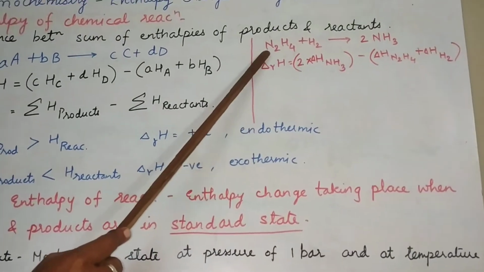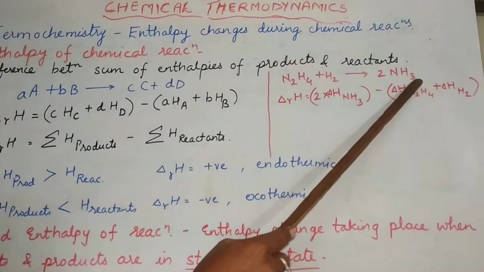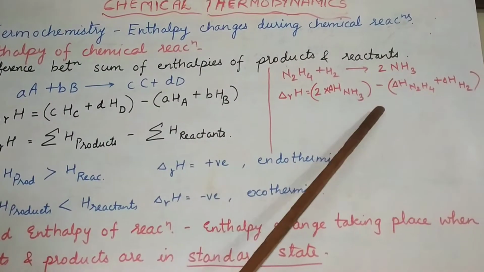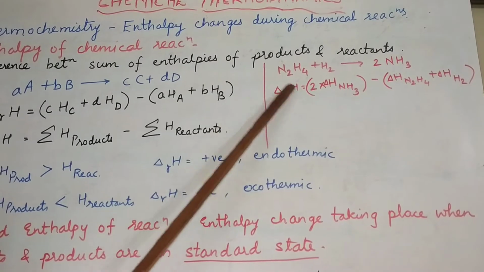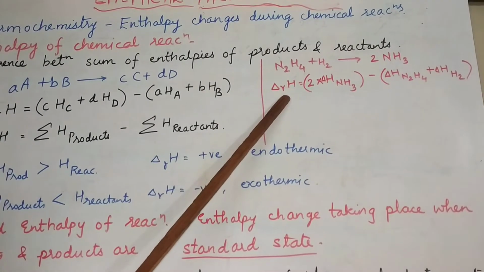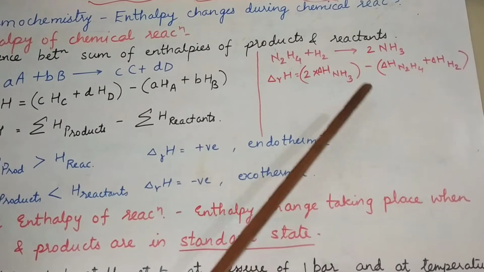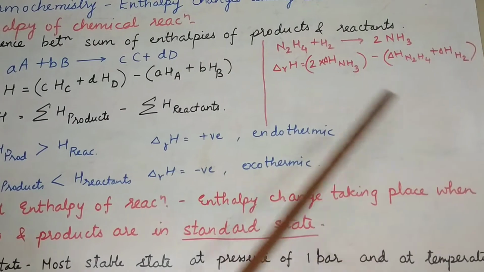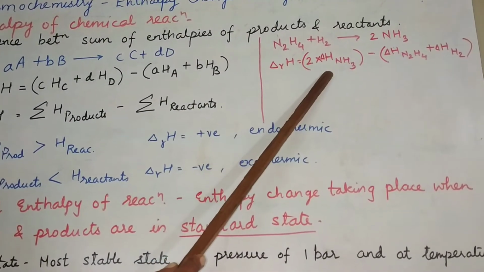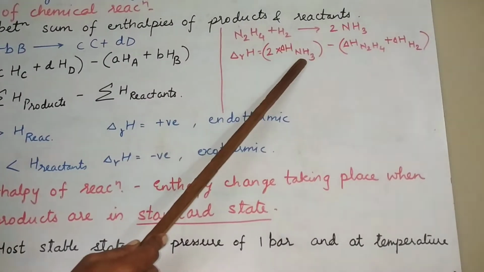On this side, we have N2 plus H2 giving 2 times NH3. If we are supposed to calculate the delta H for this reaction, the enthalpy change for this reaction, so delta H R can be calculated as, what is the formula? Enthalpies of the product minus enthalpy of the reactant. What is the enthalpy of the product? 2 into delta H of NH3.